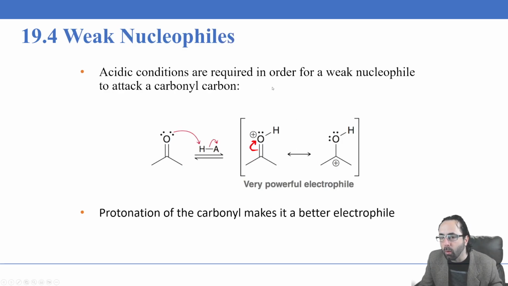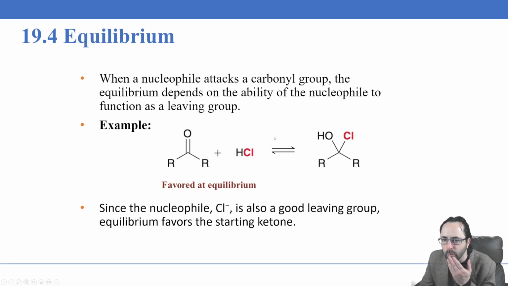And this is required. So you want to do this if you have a weak nucleophile, you want the reaction occurring under acidic conditions to encourage the attack of that weak nucleophile onto the carbonyl carbon. So when a nucleophile attacks the carbonyl group, the equilibrium is going to depend on the nucleophile, the way the nucleophile will function as a leaving group here.